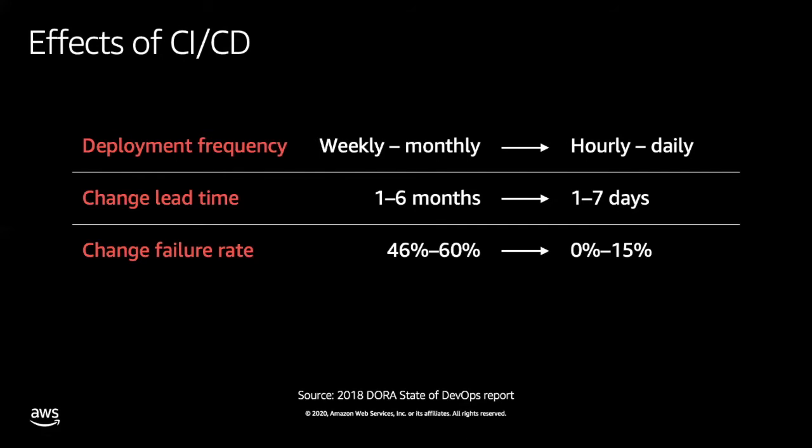This is from the 2018 DORA State of DevOps report. DORA is the DevOps Research Agency, I think is what the original term was. I believe they were later acquired, but they still run the survey. And about 50% of software teams who adopt CI/CD end up in this 0 to 15% range.